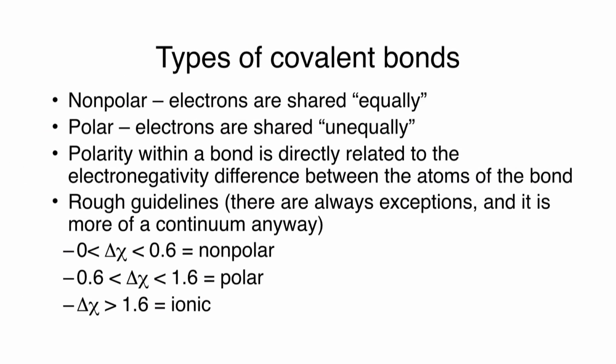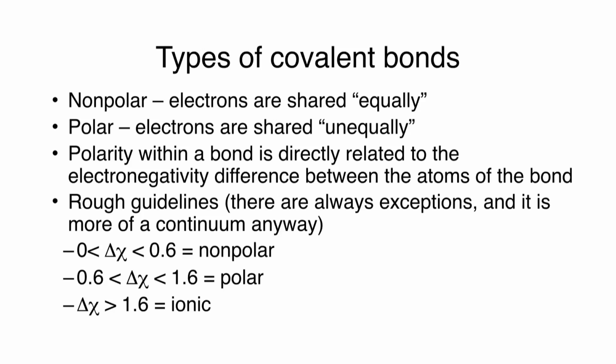Let's talk a bit more about exactly what polarity means. When we talk about polarities of bonds, there are really different kinds of covalent bonds. You have nonpolar bonds, where we think of the electrons being shared pretty equally, and then you have polar bonds, where the electrons are being shared unequally. Whether it's polar or nonpolar can be thought of as being directly related to the difference in electronegativities between the atoms in the bond. The more difference there is in the electronegativities, the more polar the bond gets.